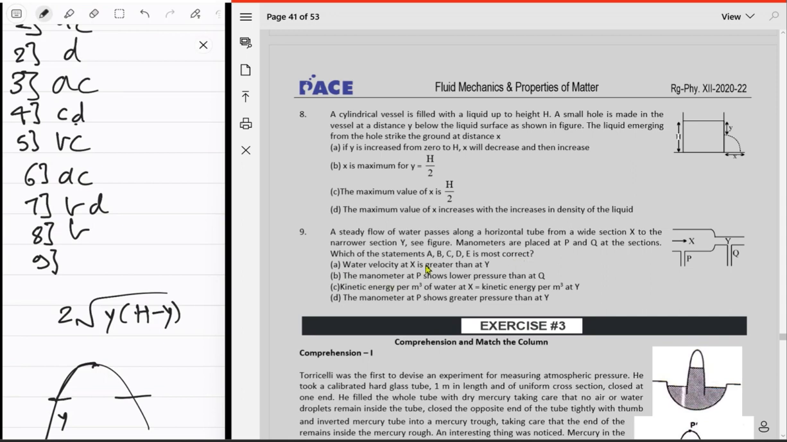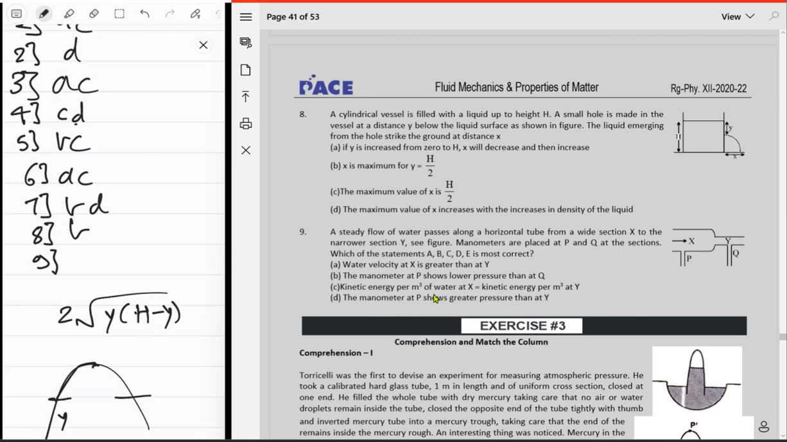Water velocity at X is greater than that at Y. No, that's just wrong. It's just plain wrong, because it is in fact bigger at Y, by the continuity equation. Manometer at P shows lower pressure than at Q. No, that's wrong because P shows higher pressure. Kinetic energy per meter cube of water at X is equal to kinetic energy per meter cube at Y? No, it's not. Over here you have higher speed, so it's definitely more in this case.